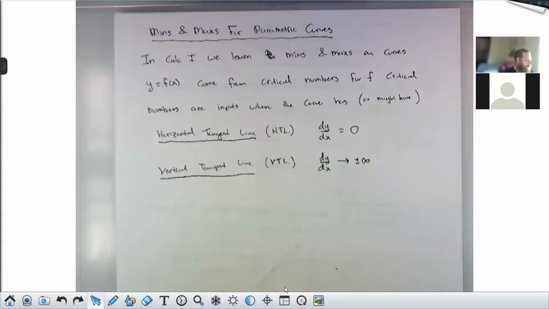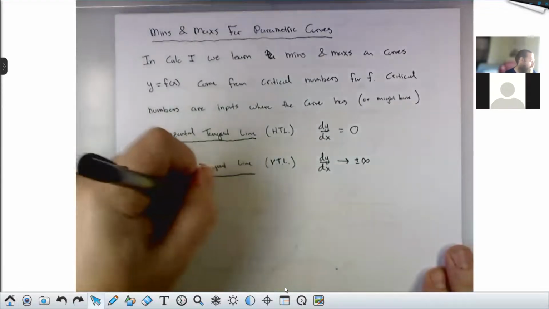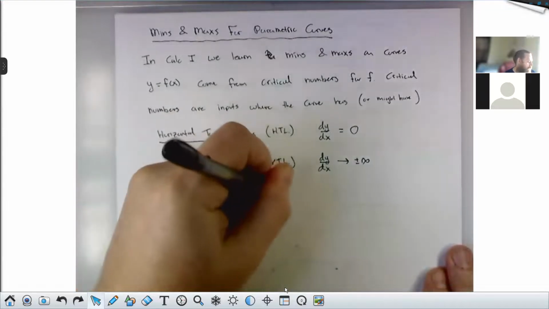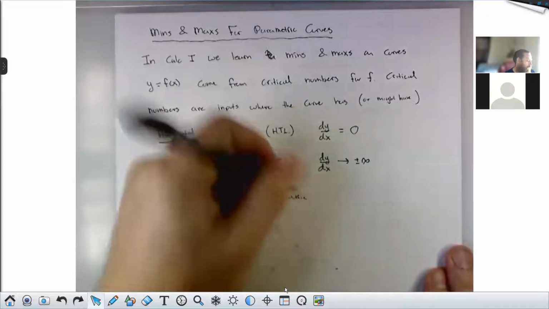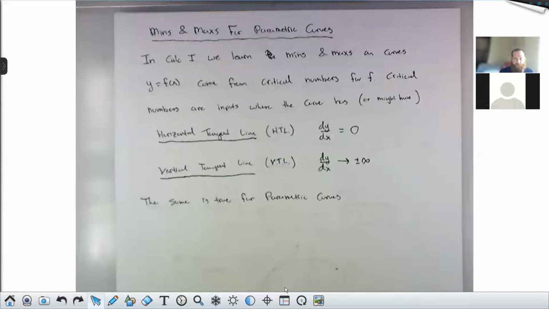And the same is true of parametric curves. The things we would want to call mins and maxes, tallest points, lowest points, leftmost points, rightmost points, come from horizontal and vertical tangent lines, and horizontal and vertical tangent lines are still associated with dy dx being 0 or dy dx tending to infinity.